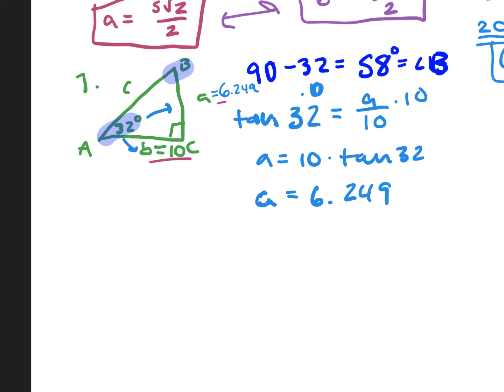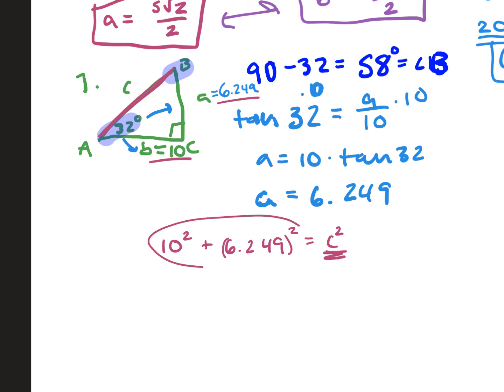We have two of our sides, so we just use the Pythagorean Theorem to find the third. C is going to be our hypotenuse, so we add our two sides together: 10 squared plus 6.249 squared is equal to C squared. Remember that C, whatever it's equal to, has to be the hypotenuse. Then we just plug it into our calculator.